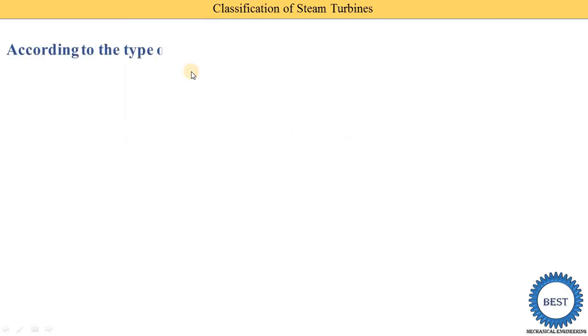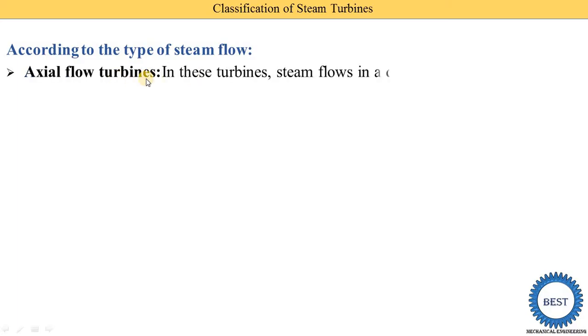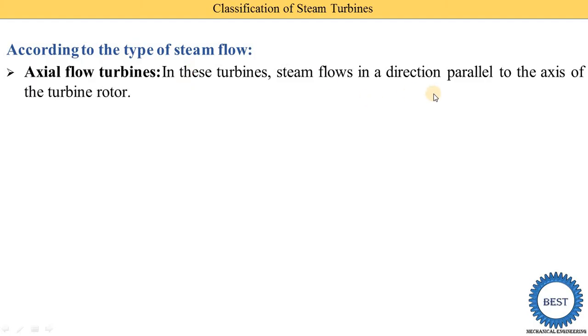Now the next classification is according to the type of steam flow, meaning in which direction the steam flows. These directions are defined with respect to the shaft. So first is the axial flow turbine. In this turbine, steam flows in a direction parallel to the axis of the turbine rotor, meaning parallel to the axis of the turbine shaft.